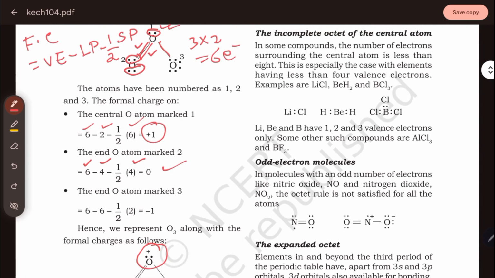Next, we are going to oxygen number 3. So valence electron remains the same. Minus lone pair. Let us see. This is 1. This is 2. And this is 3.